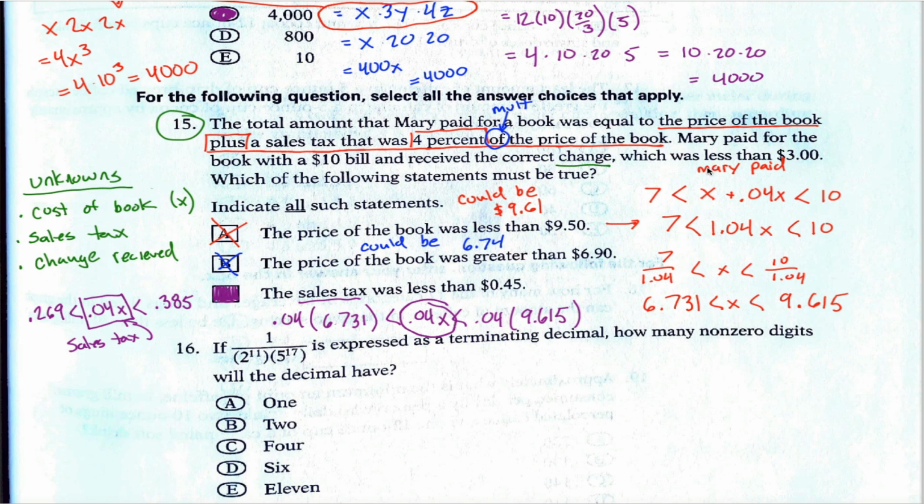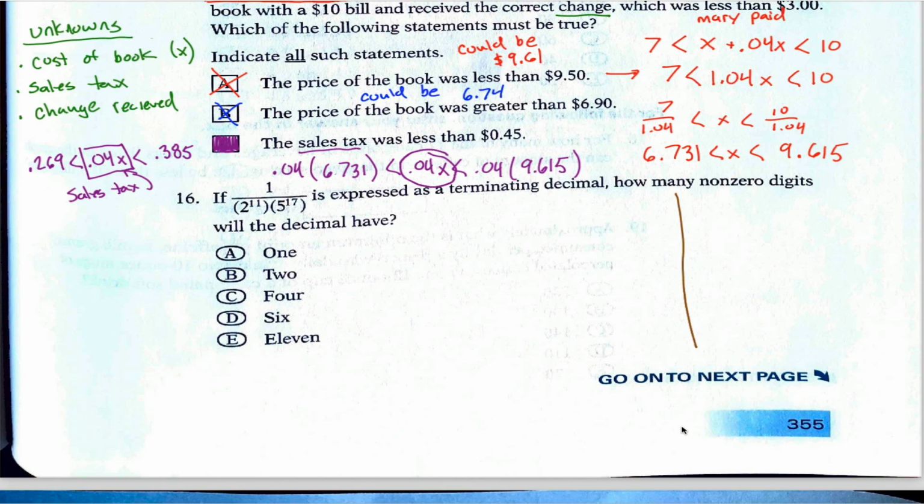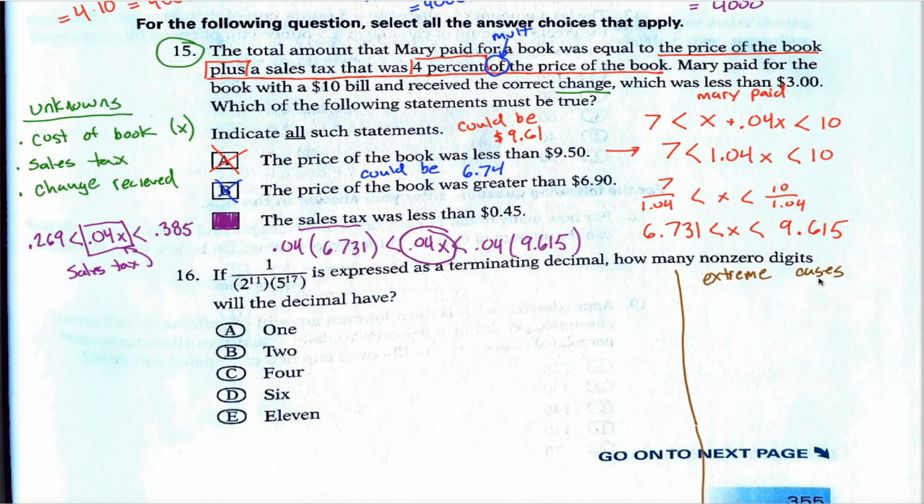On problems like this, where you have these inequalities, if you're super uncomfortable solving these compound inequalities, you can also just consider the extreme cases. I'm a little bit low on room. Maybe I can squeeze this in down here. So what do I mean by extreme cases?